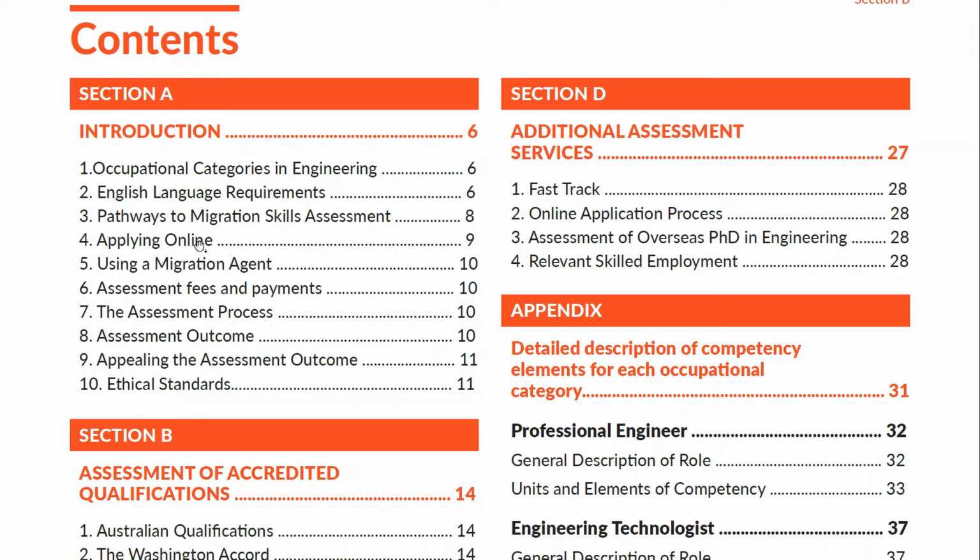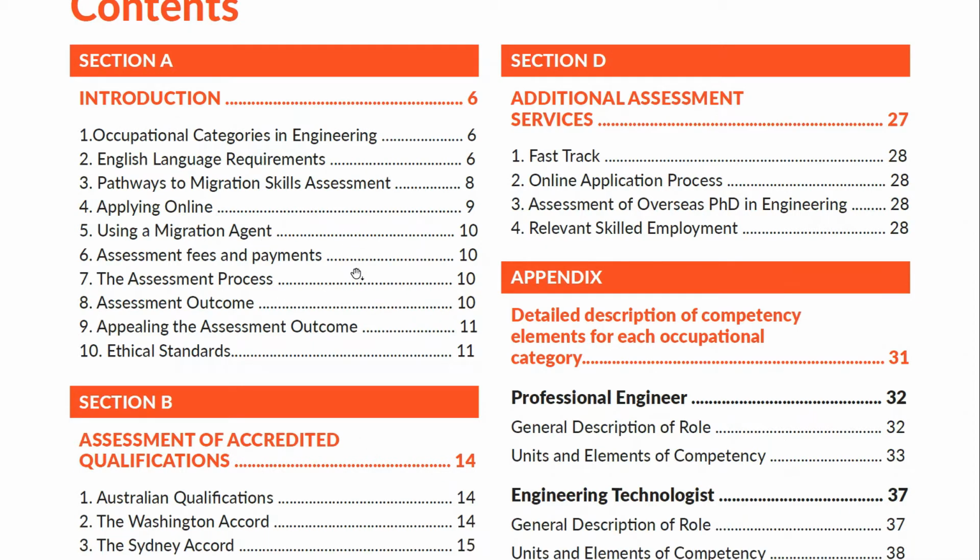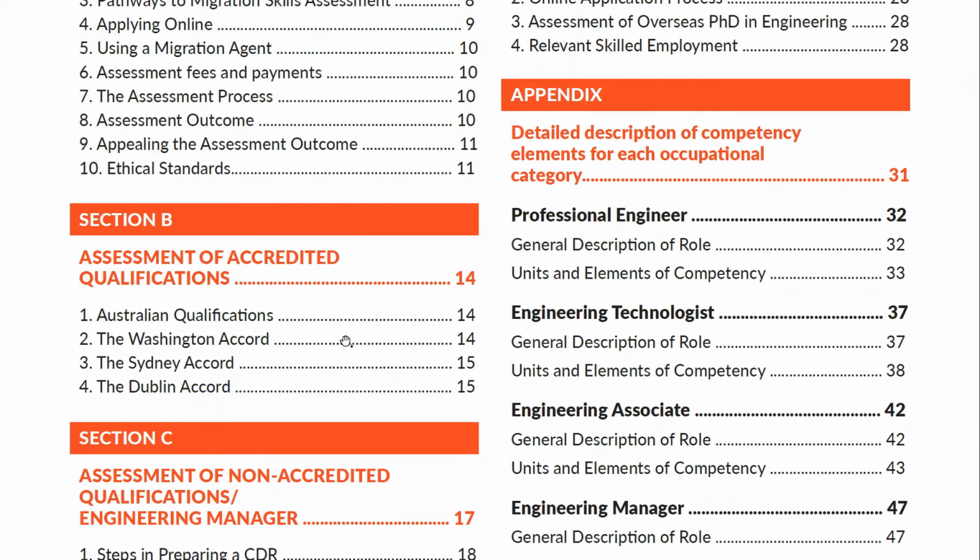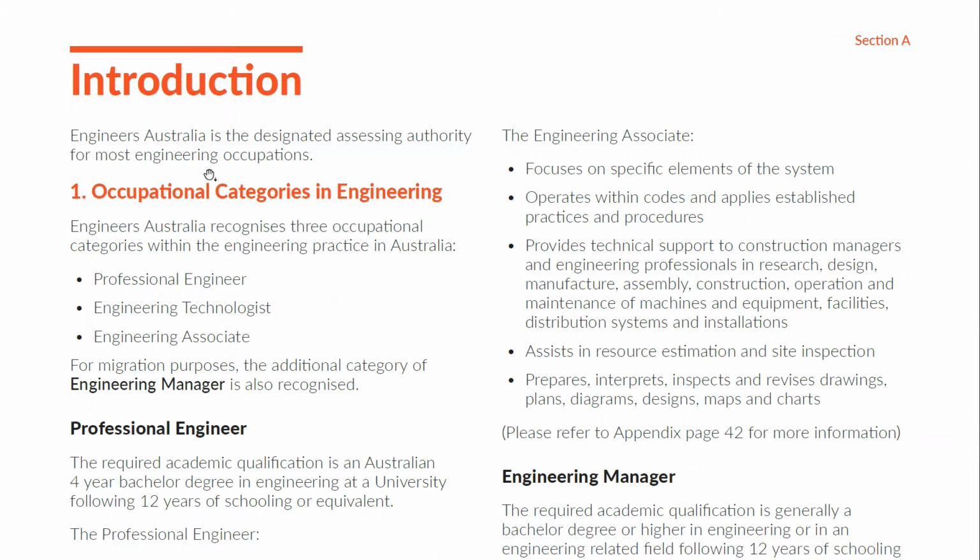Section A is more important because it has all of the main points which eligible people should read. That is the introduction. Then Section B is also important for those who want to know from which accord their degree is from, and which steps they have to take to apply. So the introduction is over here.